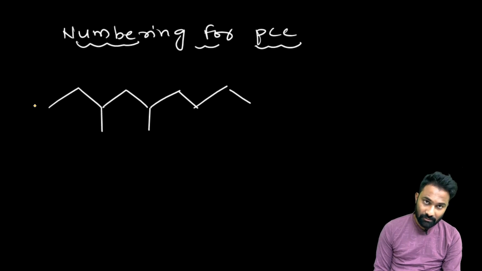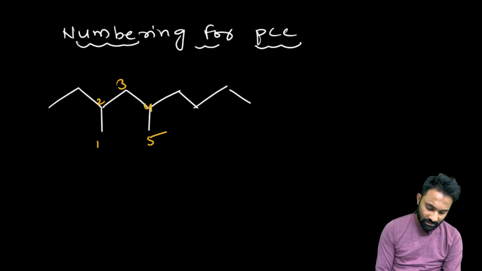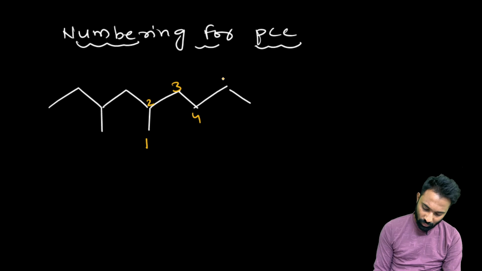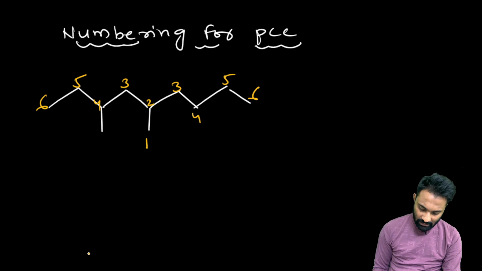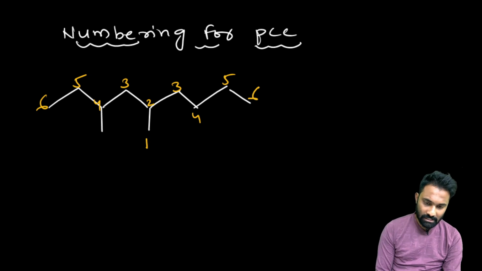If I start the numbering from here, first identify the longest carbon chain. If you start the numbering from here, 1, 2, 3, 4, here it will become 5. This is not the longest carbon chain. Then if you start the numbering from here, 1, 2, 3, 4, 5, 6. Now if you go here, 3, 4, 5, 6. Clear? But this is not the longest carbon chain.